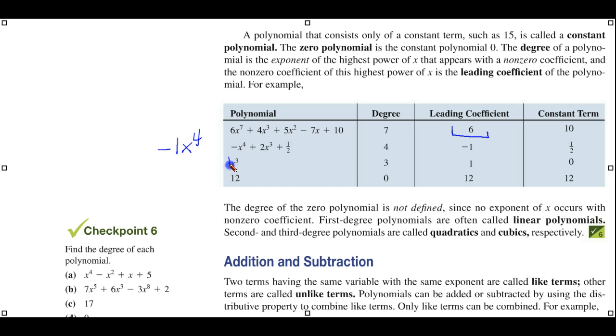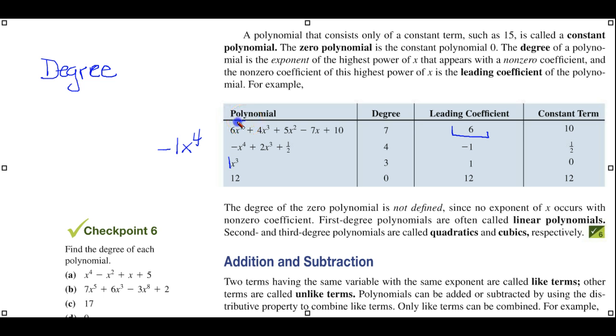Here, again, when there's no number, there's a 1 there. And this is a constant. Now we're taking a look at another term too, which is called the degree of a polynomial. And the degree of the polynomial is the sum of the exponents on the variable in the term that we see, and it's the highest one.